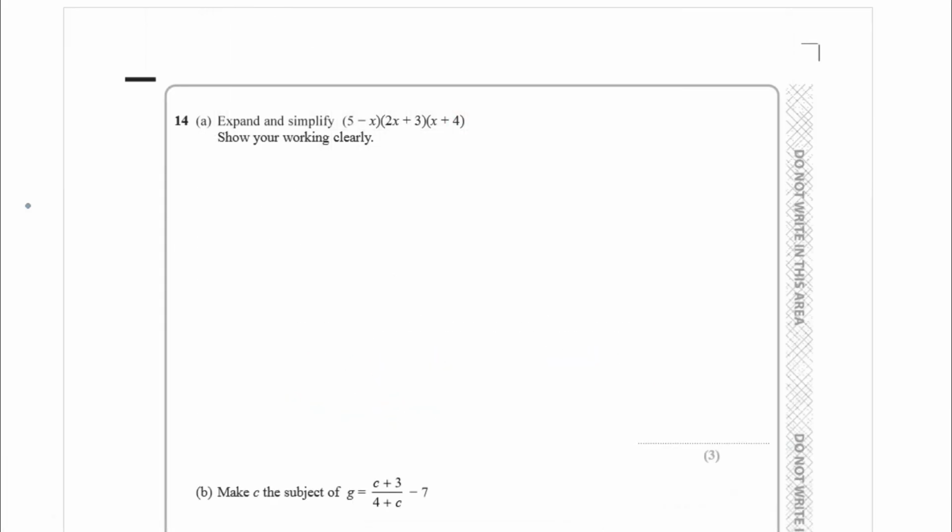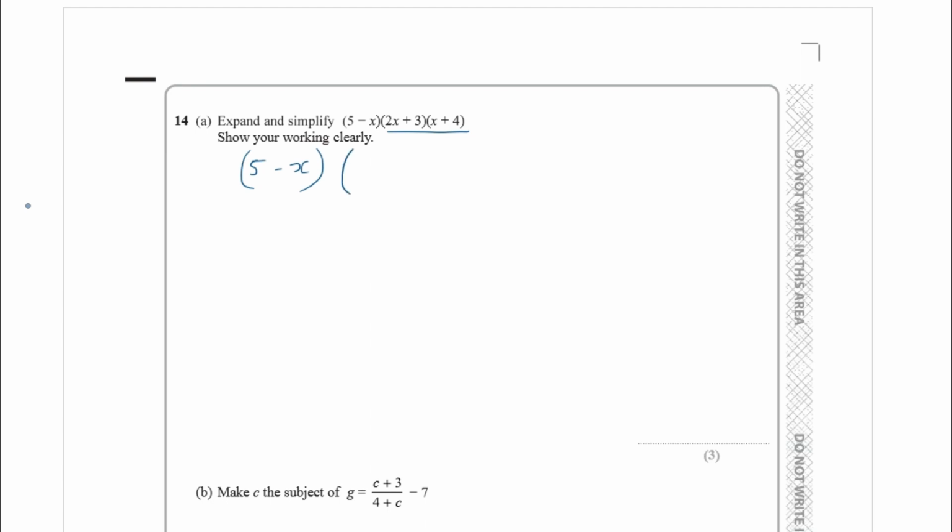On to question 14 here, which is an algebra question with a triple bracket expansion. You could take this in any order, noticing, however, that you have a negative x in the first bracket. This is going to be a negative cubic function. You could probably get away with expanding the last 2 brackets first because they're positive and it's nice. So I'll go ahead and do that. But if you did the first one times the second bracket, it would be totally fine.